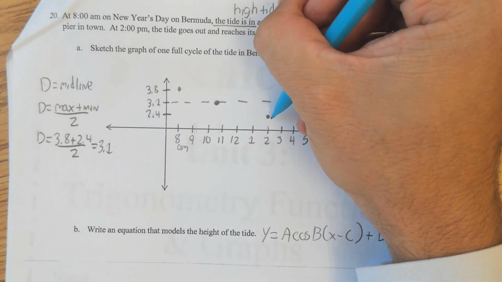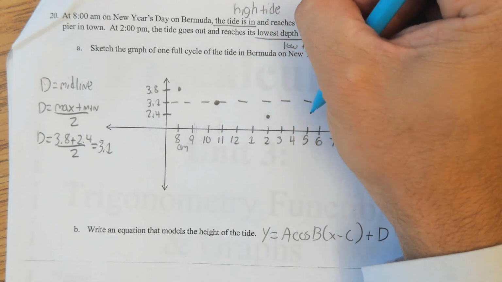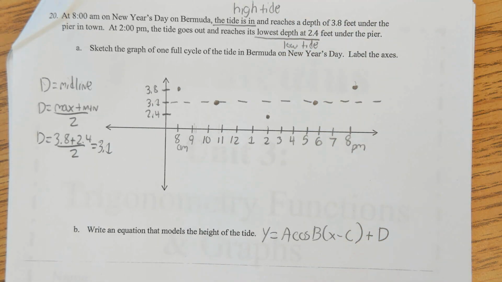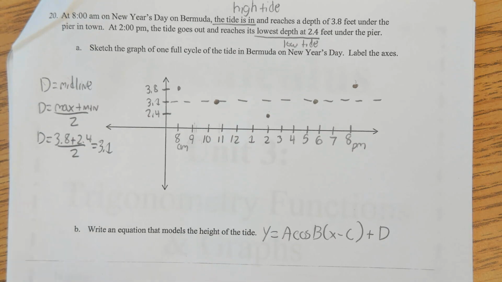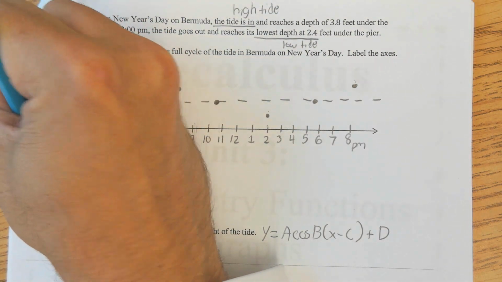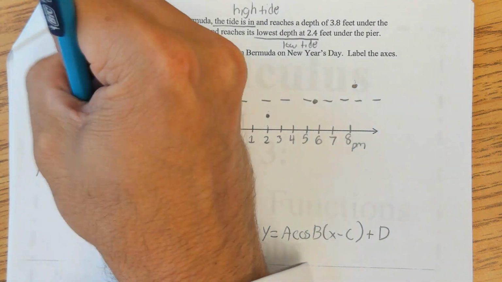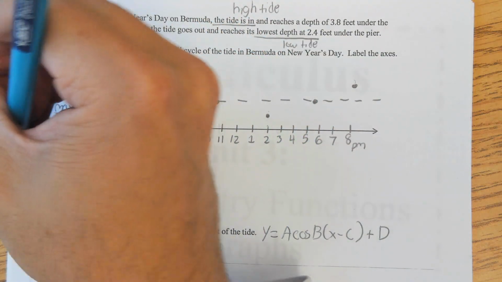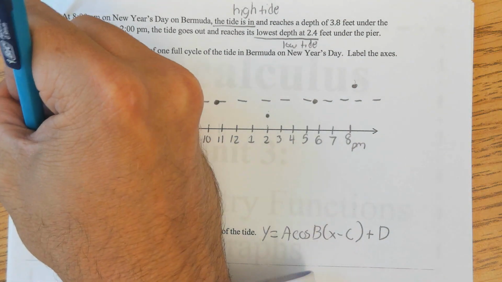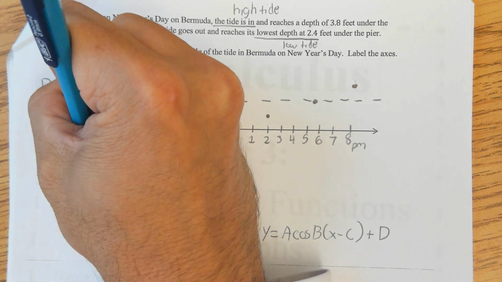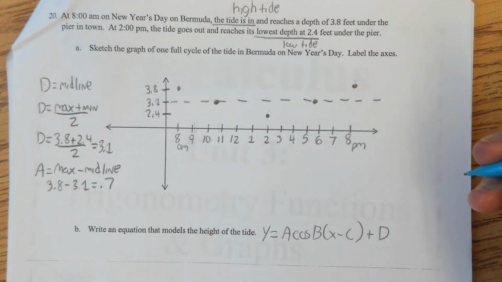So then we go another 3.5 hours here. So right here. Okay, so that's our D value. All right, our amplitude is equal to the max minus the midline. So in this case, you would take 3.8 minus 3.1, which is equal to 0.7.